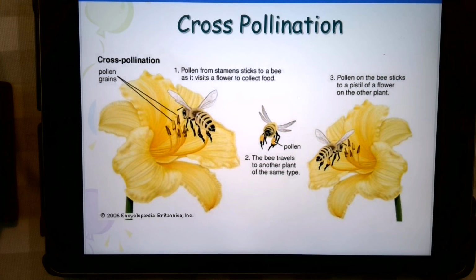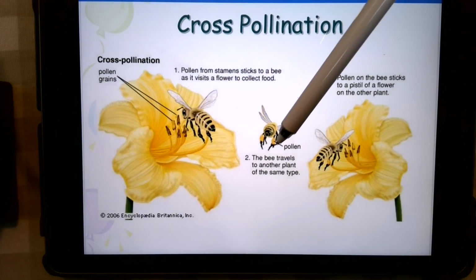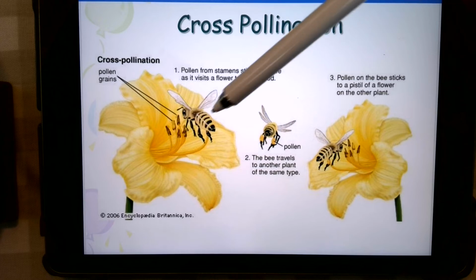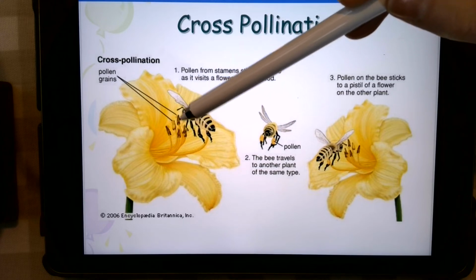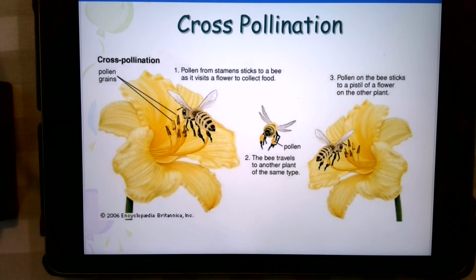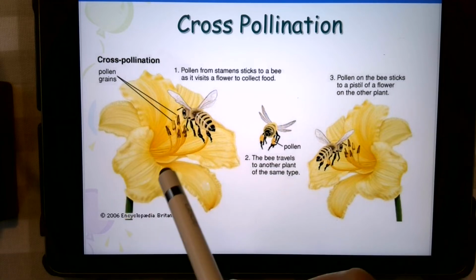Cross-pollination. As you can see, this is using a vector in the form of a bee. Pollen from the stamens will stick to the legs, usually the pollen sacs, on an insect, and as they move from flower to flower, they will transfer the pollen from the anther of one flower to the stigma of the next. Now it is important to note that you can see here these are two daffodil flowers.